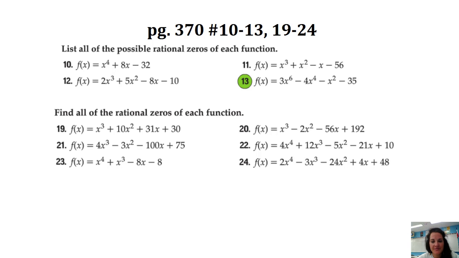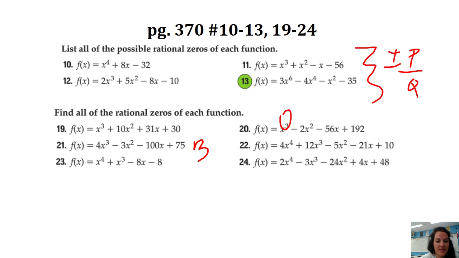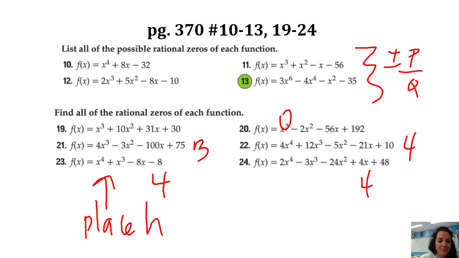Then here's your homework. Okay, these you're going to do plus and minus p over q. These guys you're going to find your zeros. Okay, get them down to x squared, and then you can factor that. 19 will have 3 answers. That guy will have 3 answers. This one will have 3. That guy will have 4 answers. 4 answers and 4 answers. Make sure you put placeholders. Okay, have fun.